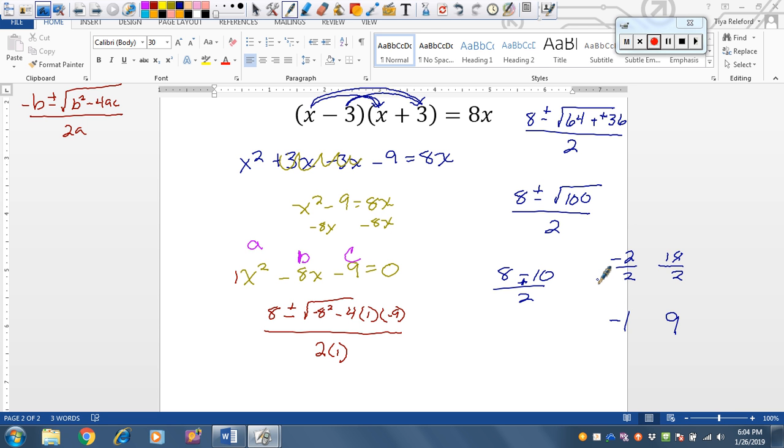I am going to have Lainey double check my final answers because I didn't have her double check that, but I think it's right. I'm going to have Lainey check. So make sure you got the same answers, negative 1 and positive 9.